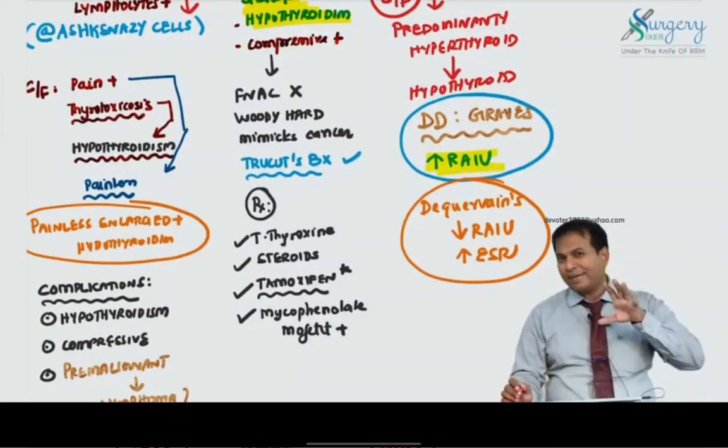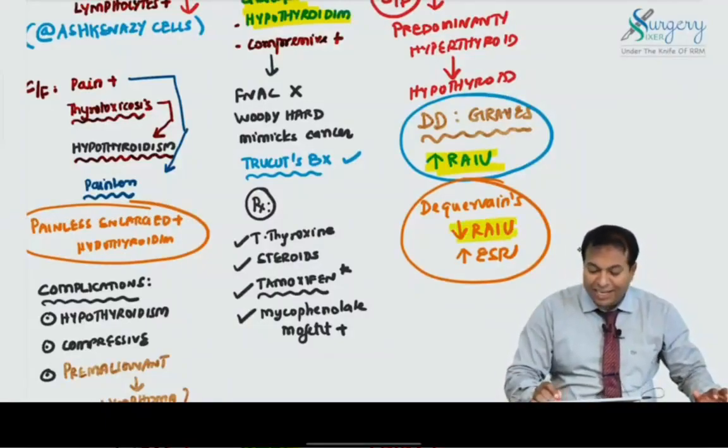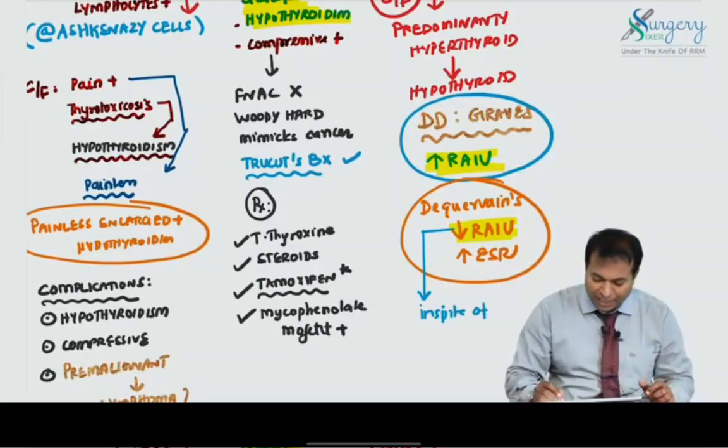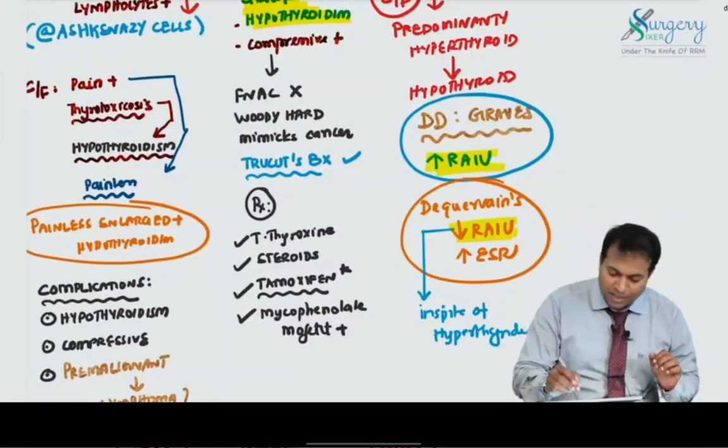The point is, in Graves' disease there is excessive production, but in de Quervain's there is no excessive production, there is only excessive release. Therefore, de Quervain's will have decreased radioactive iodine uptake in spite of hyperthyroidism. This is what I told you in the beginning. Please don't forget this point in de Quervain's.